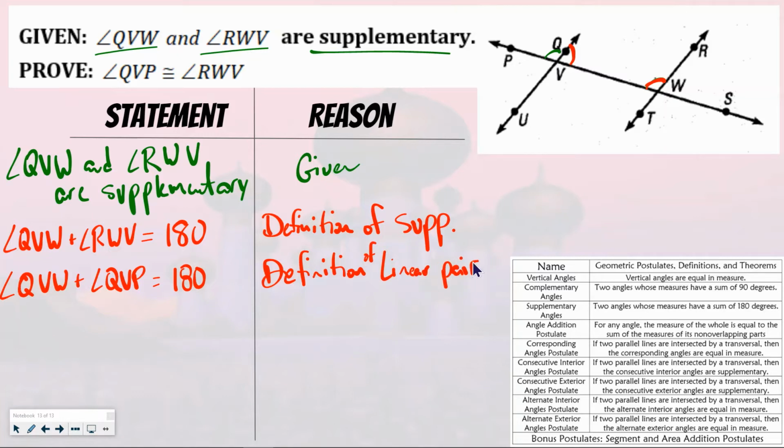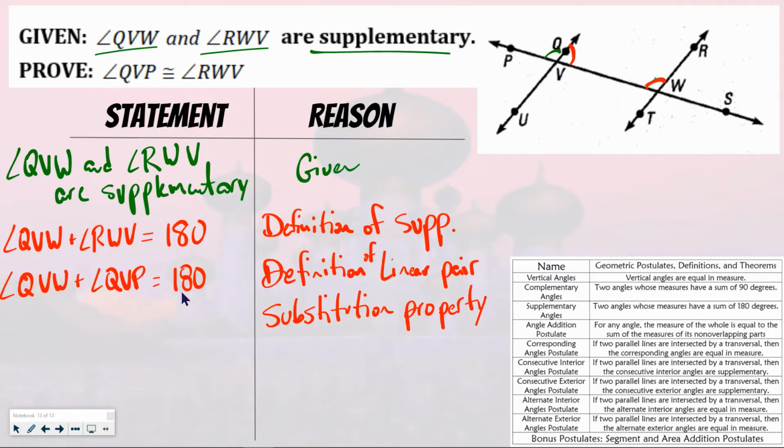You could also say supplementary, but I just see that as on the same line, so they're also a linear pair, and it's just a little bit more concrete there. So by the definition of linear pairs, I also know that those two add up to 180. And now I can use the substitution property, which is a property of algebra. And that says if two things are equal, they could be substituted into the same equation.